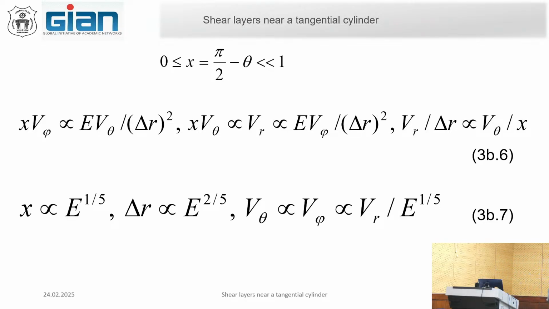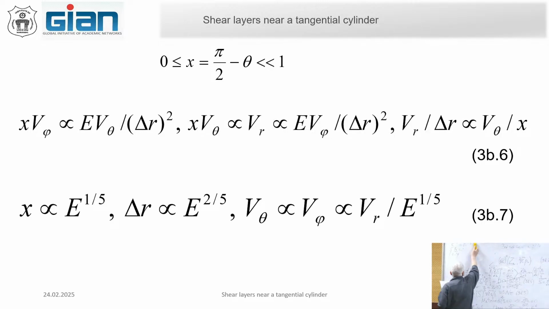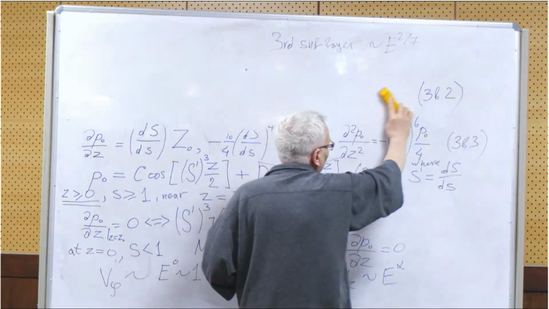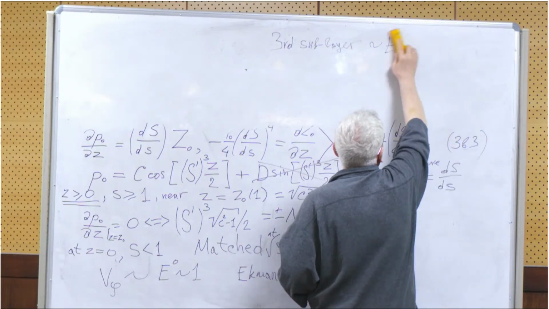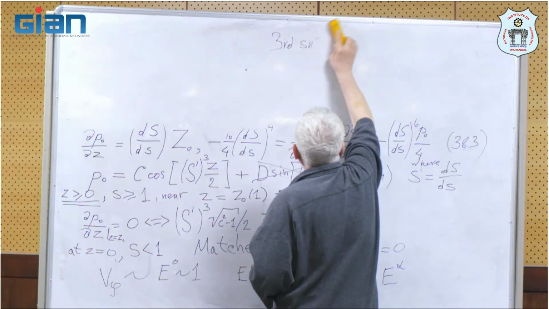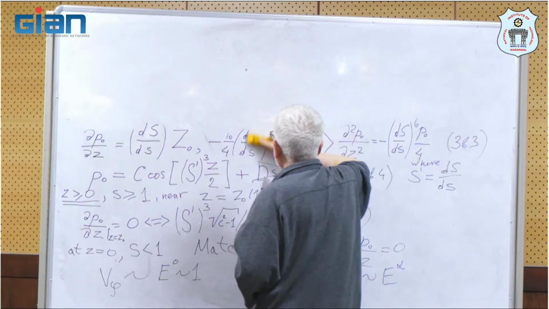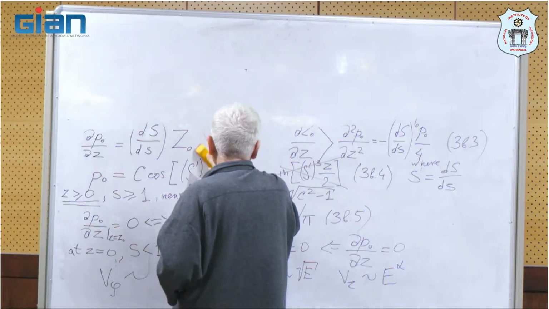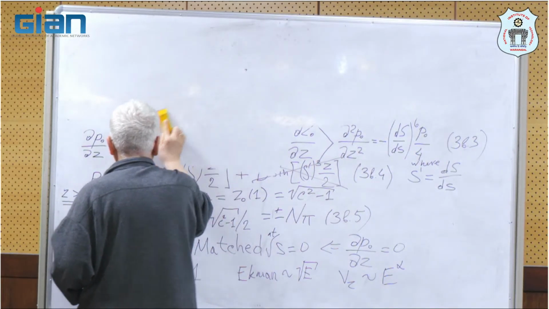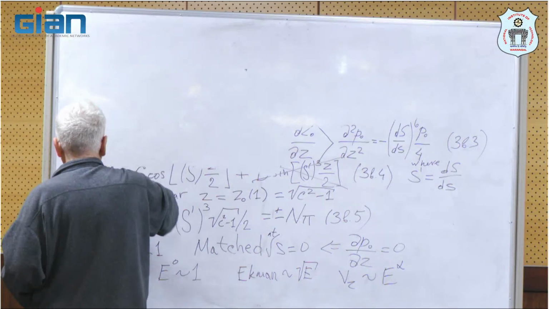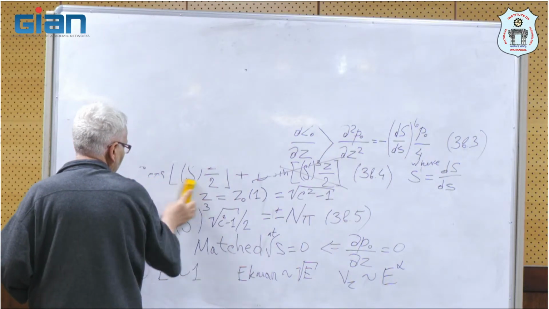Okay, let me remove this. So now we are investigating quite another shear layer. More precisely, it's not a shear layer. It's some combination of shear layer and boundary layer, and in some senses even more boundary layer than shear layer. Of course, it has traces of shear, but nevertheless this layer is a sort of boundary layer.